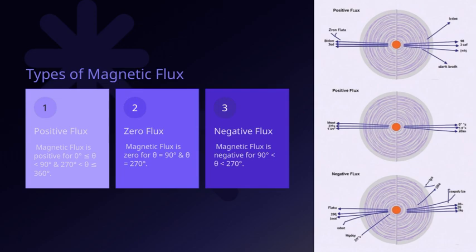Finally, for angles between 0 and 90 degrees, as well as from 270 to 360 degrees, the magnetic flux is positive. This shows that the magnetic field lines are aligned with our reference direction, resulting in a positive flux. Understanding these variations helps us grasp how magnetic fields interact with different orientations, which is fundamental to analyzing electromagnetic phenomena.